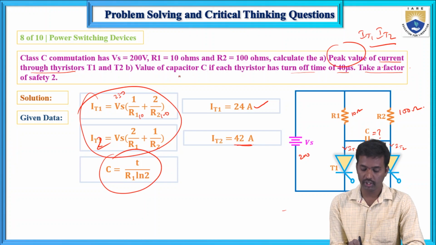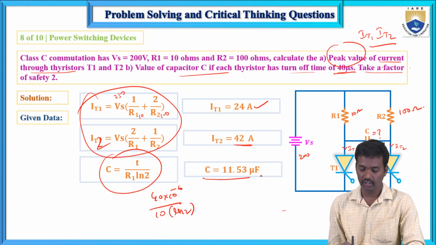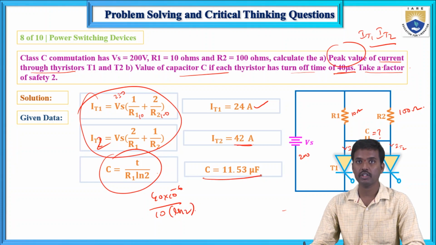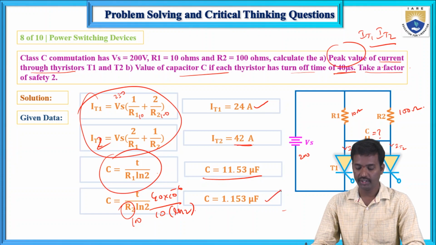Now what about the capacitor value? C equals T by R1 ln 2. Here the turn off time T equals 40 microseconds. So 40 into 10 power minus 6, divided by R1 which is 10, and ln 2. That value equals 11.53 for the capacitor value. Now the second case you can also calculate: if you substitute R1 as 100, that value equals 1.153.